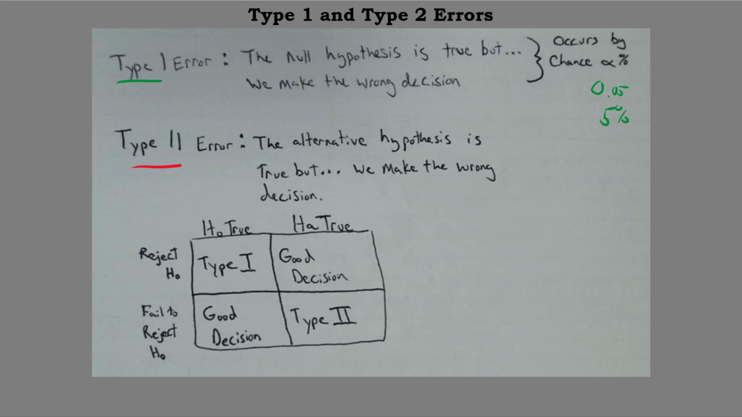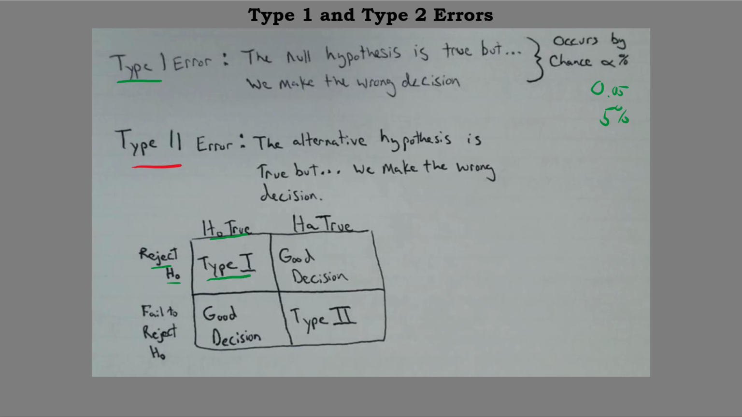So you can see that if you take our type 1 error, the null hypothesis is true, but we make the wrong decision. In other words, the null hypothesis is true right here, however, we reject the null hypothesis. So as we say we don't want the null hypothesis, we're picking the alternative, right? Well, in that case, that's when we have a type 1 error. The null hypothesis is true, however, we reject it. So that gives the type 1 error.